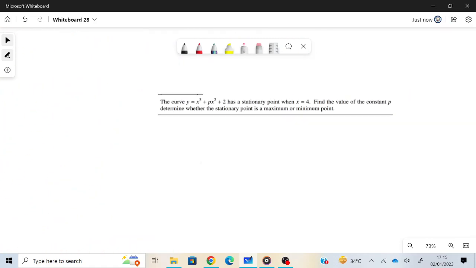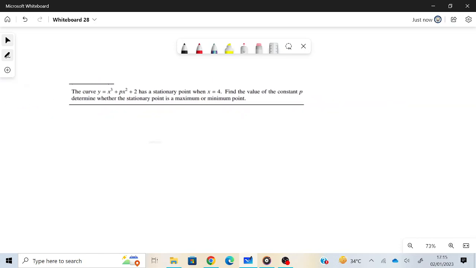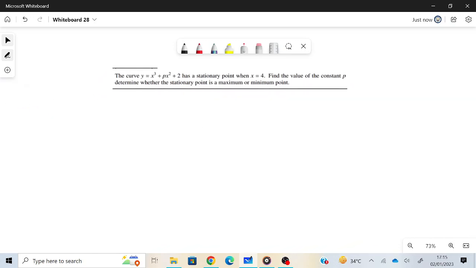Right, on to the next example. This one says the curve y equals x cubed plus px squared plus 2 has a stationary point when x is equal to 4. Okay, good to know. Find the value of the constant p, and determine whether the stationary point is a maximum or minimum point. Right, we have our equation of the curve y equals x cubed plus px squared plus 2, and it says it has a stationary point when x is 4.